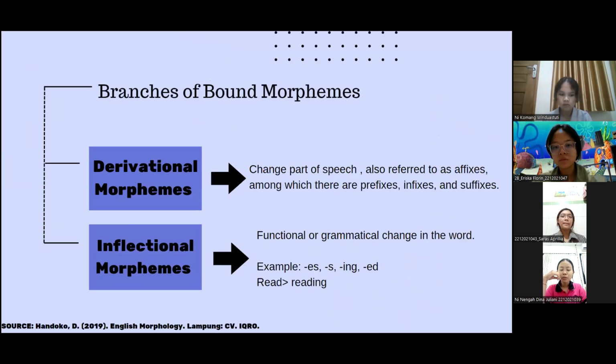And also, I want to tell you about the branches of morphemes. There are two branches. First is derivational morphemes, and second is inflectional morphemes. The derivational morphemes can change part of speech, also referred to as affixes, among which there are prefixes, infixes, and suffixes. But inflectional morphemes change the functional or grammatical aspect of the word. So the difference here is that derivational morphemes change the part of speech, but inflectional morphemes change the grammar of the word. An example of inflectional morphemes is the word read, which can become reading. So in this word, we add ing. Next.